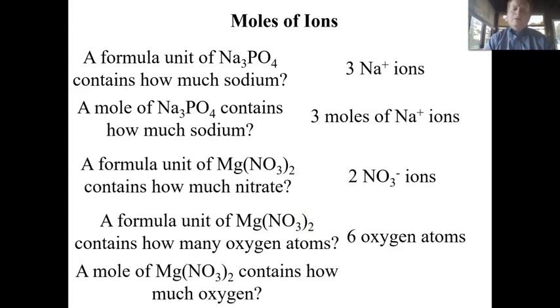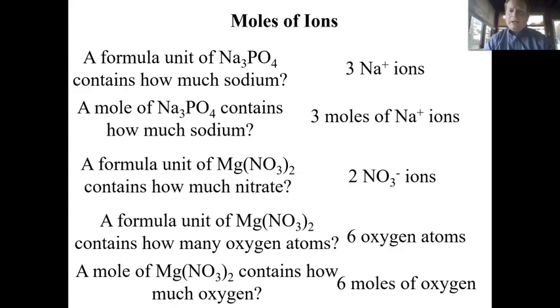Now, if you've got a mole of magnesium nitrate, that contains, you guessed it, 6 moles of oxygen, right? So formula unit equals 6 oxygen atoms. 1 mole equals 6 moles of oxygen, right? 1 mole of this chemical equals that. That relationship holds up, and we can use that. And again, it's just straight looking at the formula. That's where the information comes from.